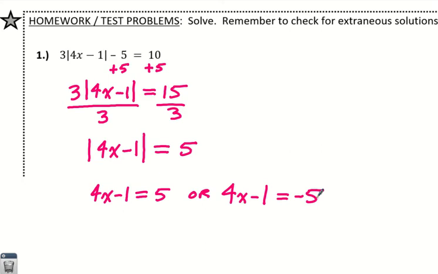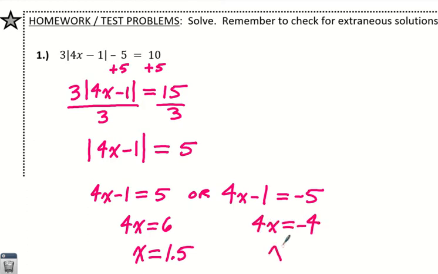And now you just solve each for x, and so I believe this is going to be 1.5, 3 over 2. And over here, it's going to be negative 4, and so x equals negative 1. And so we have two answers, seemingly, 1.5 or negative 1.